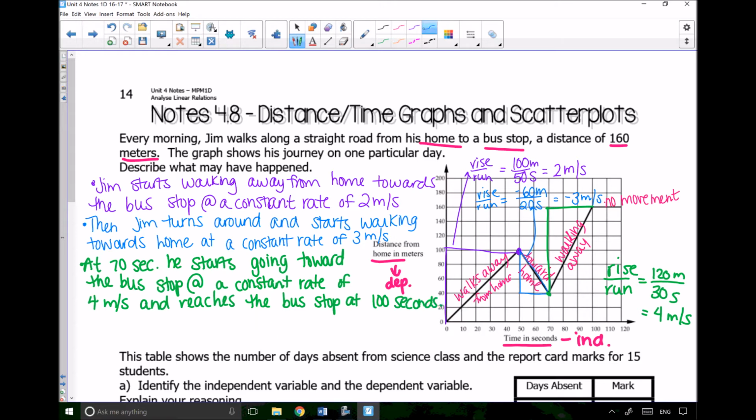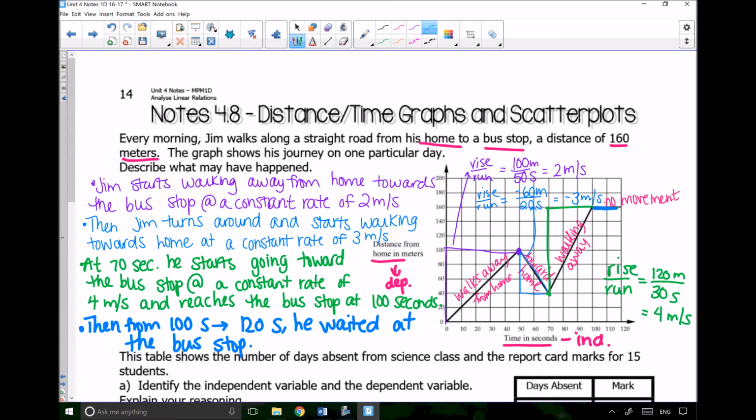Okay, and then lastly, the last piece is this piece right here where he has no movement. His distance is staying the same from 100 to 120 seconds. So we can say then from 100 seconds to 120 seconds, he waited at the bus stop because his distance is staying the same. So he waited at the bus stop. And that's what you need to do when you're trying to interpret a distance time graph.